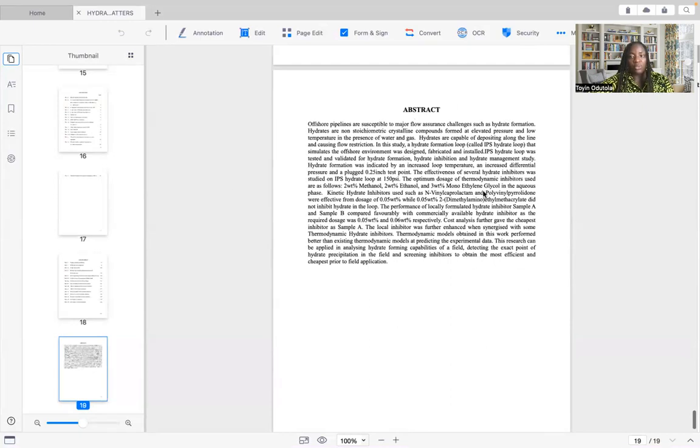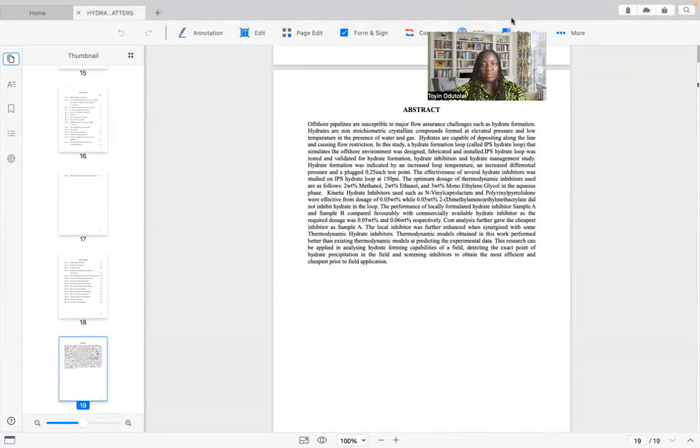You see how it is? There is no double line spacing here. It's just single line spacing for the abstract.